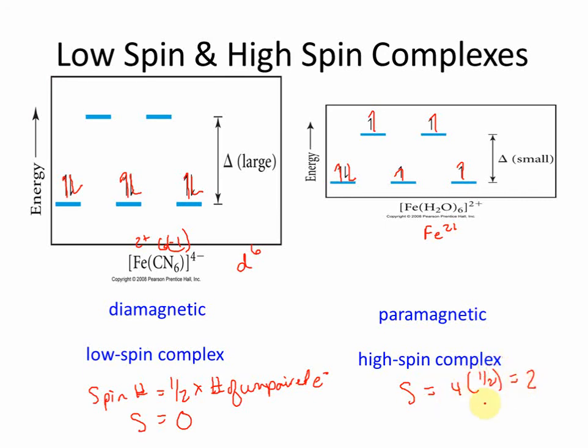So notice both of these had 6 electrons. They were just paired differently. Here, when I filled in my 4th electron, it cost too much energy to promote it up to the higher energy levels. But if I paired it, it cost less energy to overcome the pairing energy. So if you have a big separation, you're going to have a low spin complex. If you have a smaller separation, you're going to have a high spin complex.